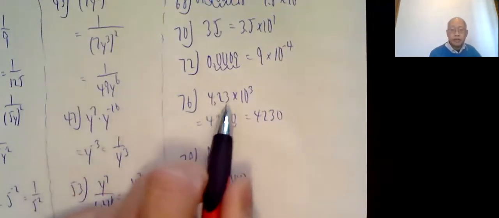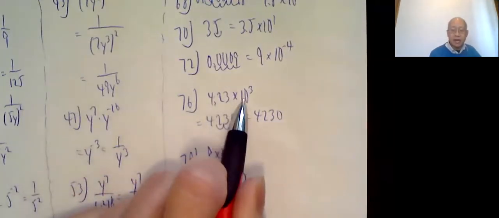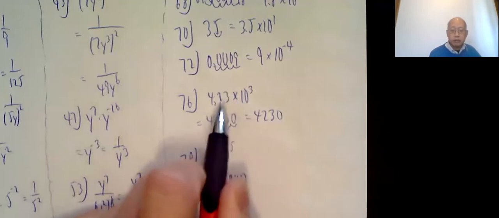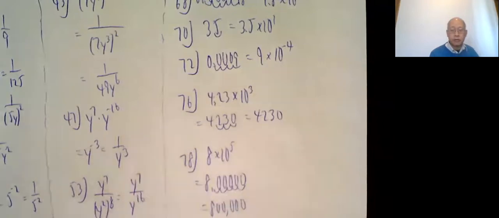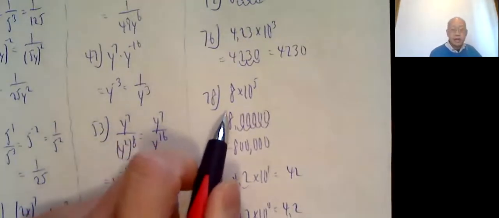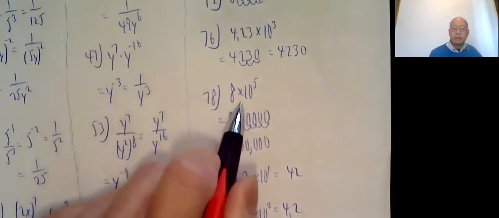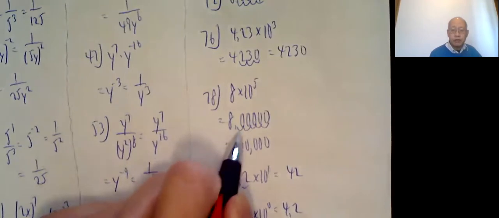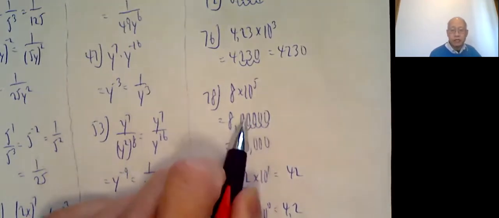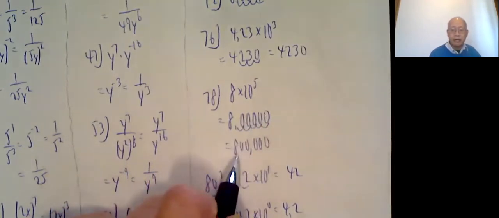Okay, 4.23 times 10 to the third power. That's like last time. Move 3 spaces to the right. 1, 2, 3. Might have to add a 0. So 4,230. Okay, 8 times 10 to the fifth. Make it a larger number. So put down the 8 point and move 1, 2, 3, 4, 5 spaces. Notice I padded with all the zeros. 800,000.